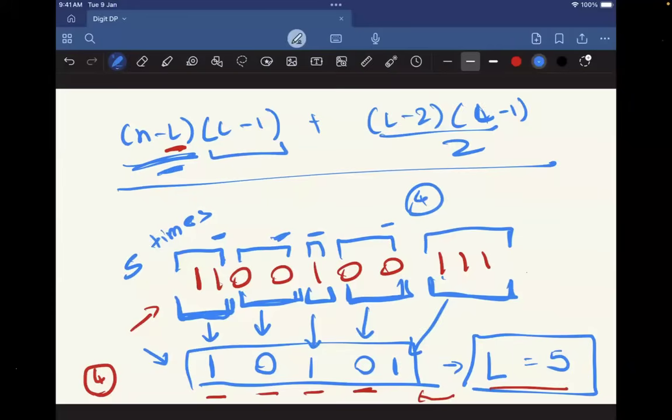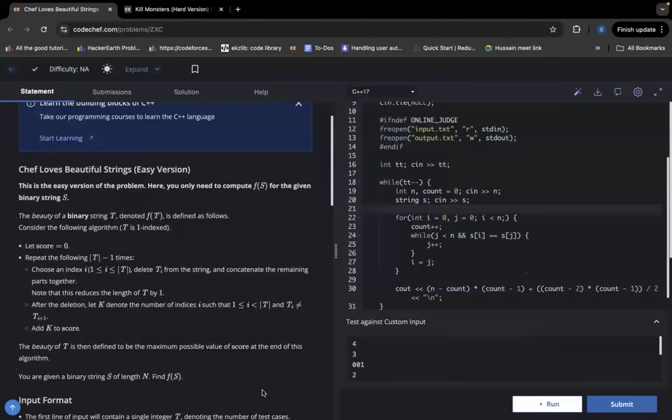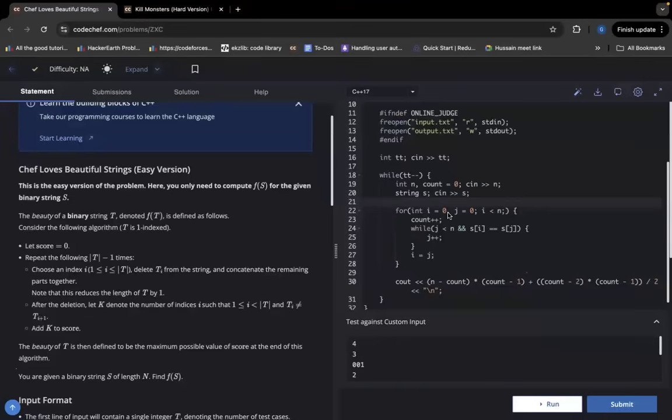Yes, sir. And after removing all the extras, my string becomes something like this. Yes or no? Yes, sir. And for that, my answer is L minus 2 into L minus 1 by 2. Okay, sir. I got it. Great. So if that much is clear, we could look at the implementation. Initially, my count is 0. This count is basically my L. Okay. Now, I have two pointers. This is just a 2-pointer solution.